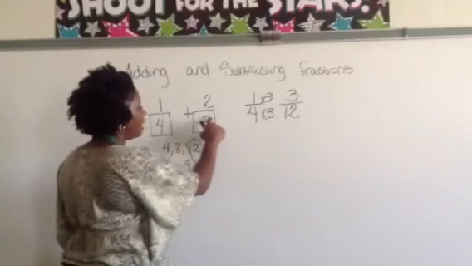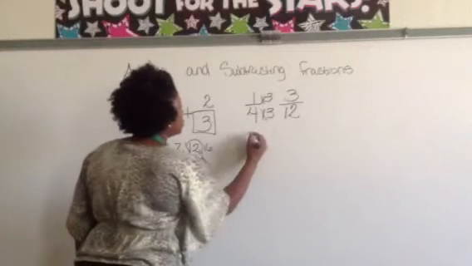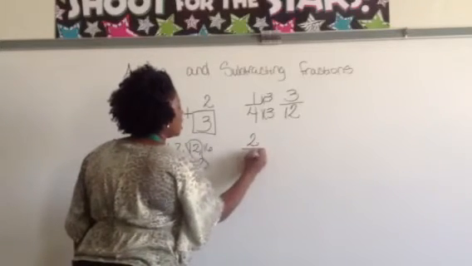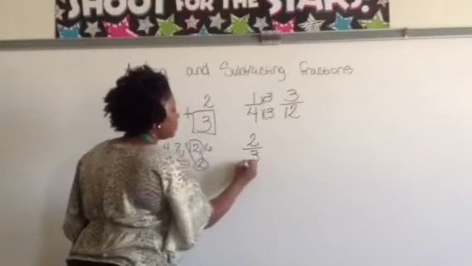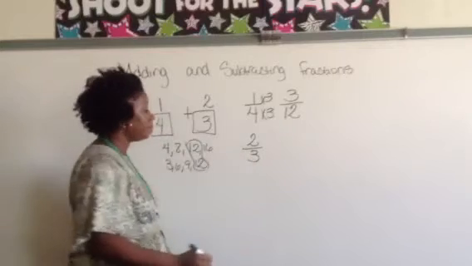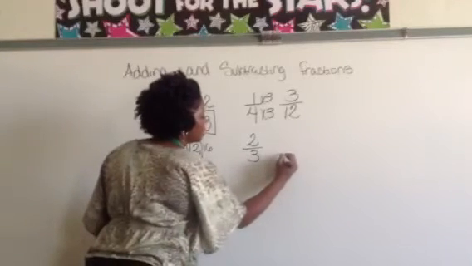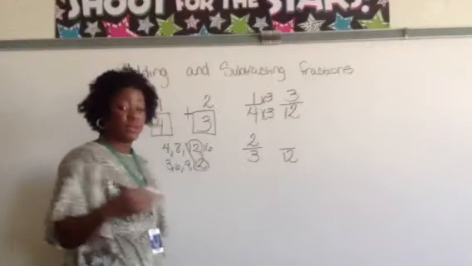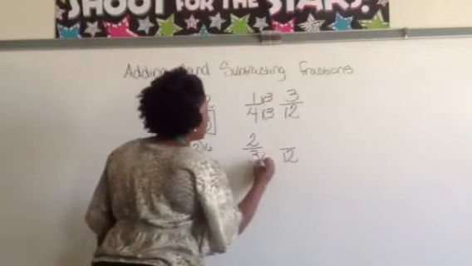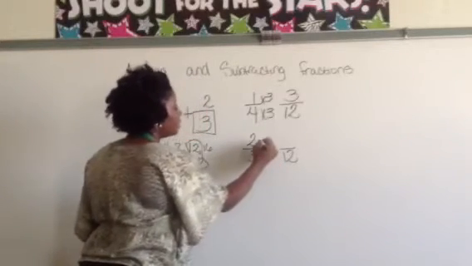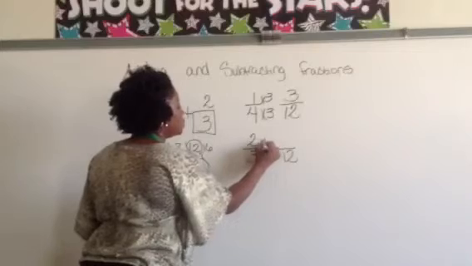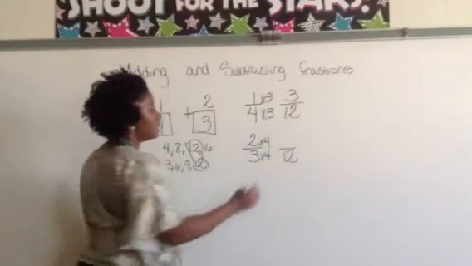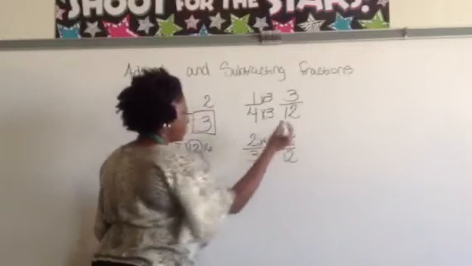Okay? My next fraction, which is 2/3. Right now there's a 3 in the bottom. I don't want the 3 to be the denominator. I'd like for my denominator to be 12. How do you get from 3 to 12? Times 4. And don't forget, do the same thing to the numerator. 2 times 4 is 8.